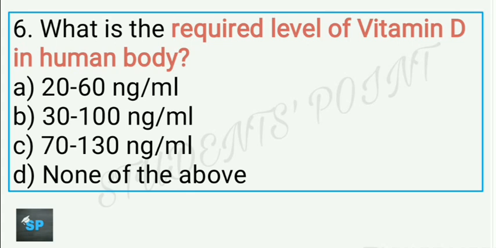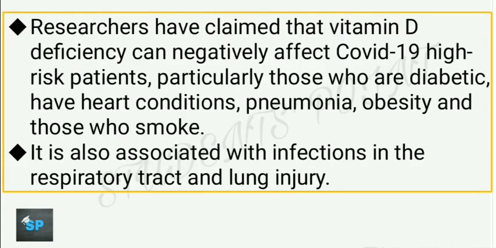Next question now. What is the required level of vitamin D in the human body? So we require 30 to 100 nanograms of vitamin D per milliliter. So here B is the right answer. Recently researchers have claimed that vitamin D deficiency can negatively affect COVID-19 high-risk patients, particularly those who are diabetic, have heart conditions, pneumonia, obesity, and those who smoke.